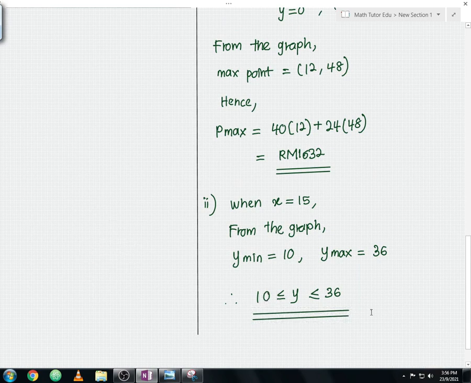That is all for the step-by-step working and the solution for this question. I hope you understand the full working that I've shown to you.